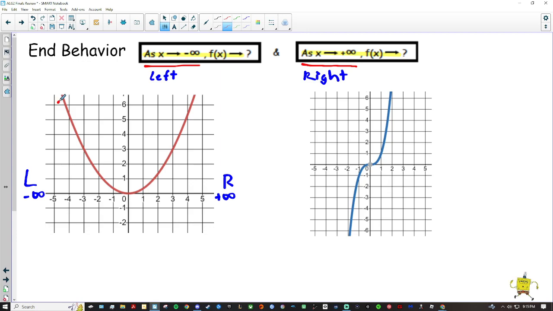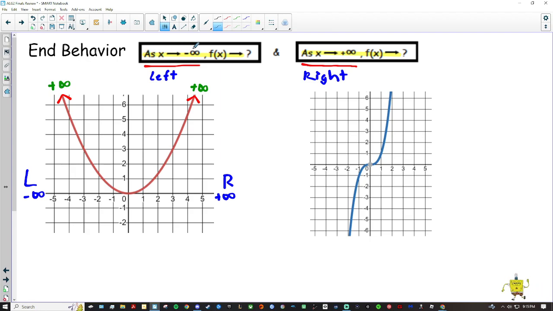So we can see on the left side, our function goes up, and on the right side, our function is going up. That means that our function is going towards positive infinity on the left, and it's going towards positive infinity on the right side. Okay, so let's write our end behavior. Remember, we're going to have exactly what's written up above, except we're going to replace the question marks with what our function is doing.